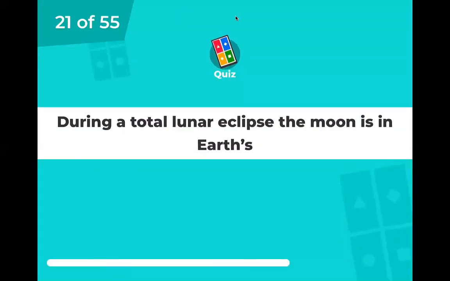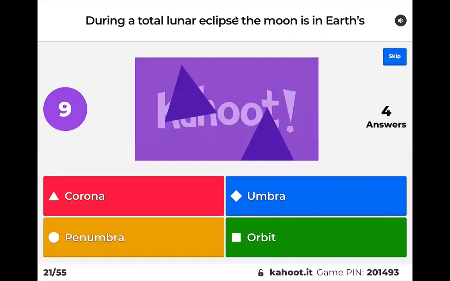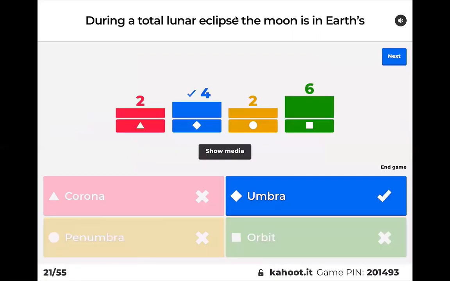During a total lunar eclipse, the moon is in Earth's corona, penumbra, umbra, or orbit. Yes, it is umbra. Again, if it was a partial solar eclipse, then it would have been penumbra, okay? But it was a total.